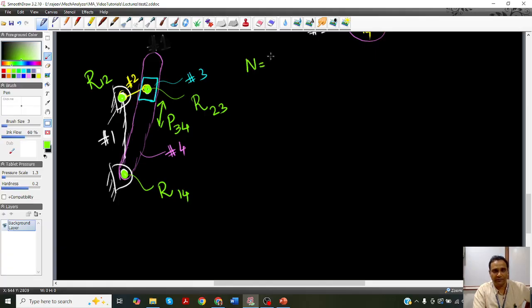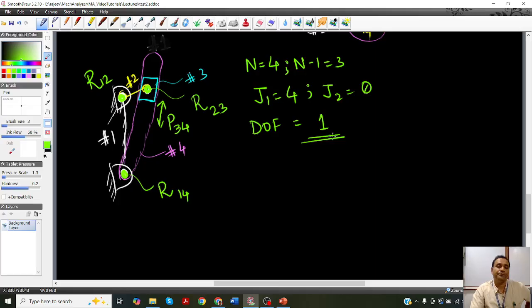So number of links is 4. N minus 1 is 3. Sorry. J1: there are 3 revolute joints, 1 prismatic joint, so 4. J2 again will be 0. So degree of freedom in this case will be again 1.